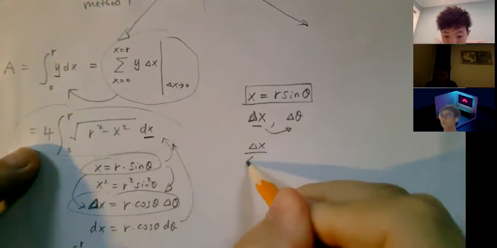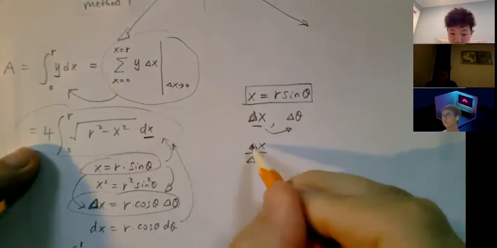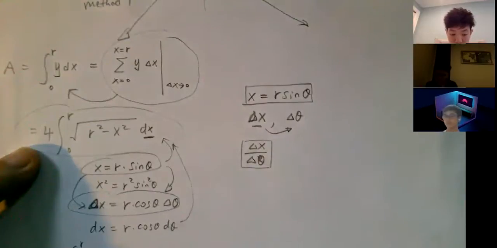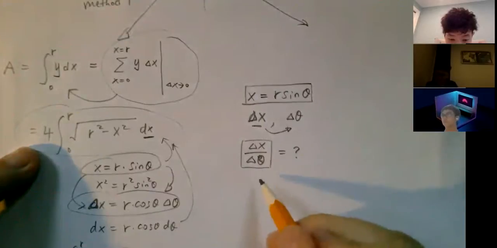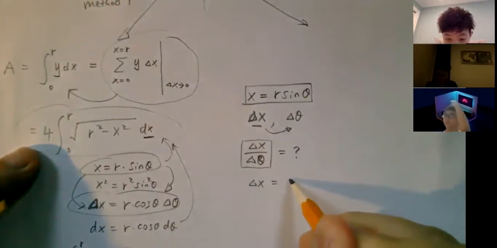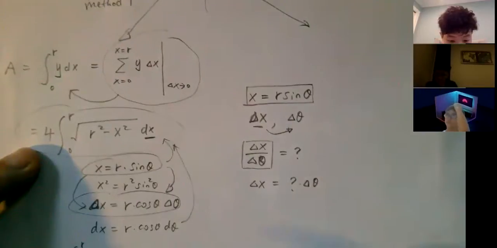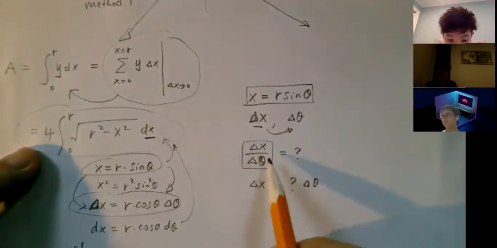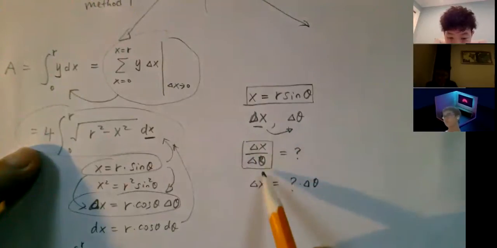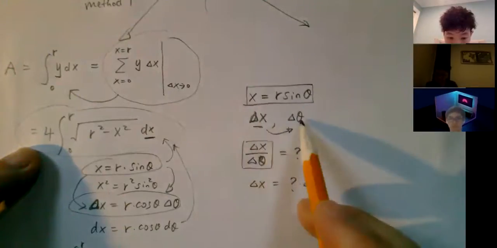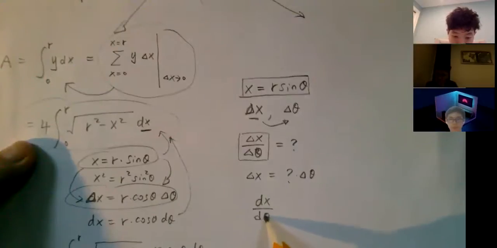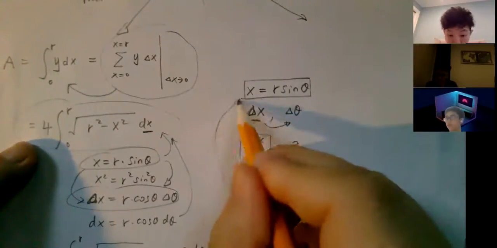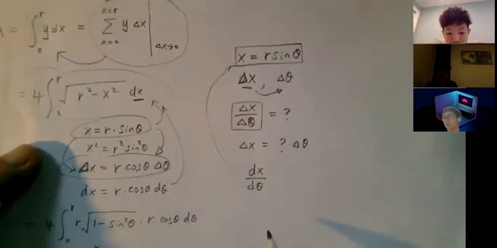Delta x, if I can get delta x over delta theta, then I know the relationship. If I can get this equal to something, then delta x equals something times delta theta, correct? Then I finish this kind of translation. But how do I get this one? Eventually, delta x and delta theta both go to 0. Really, I was doing delta x over delta theta, so that's really doing this guy's derivative, right?